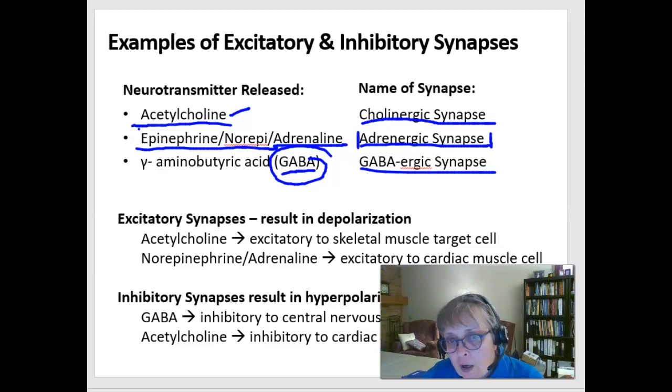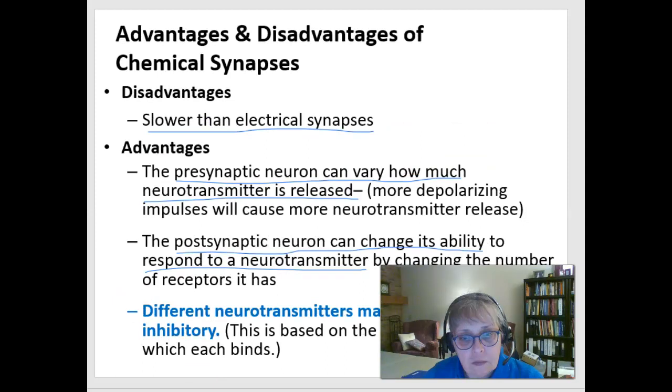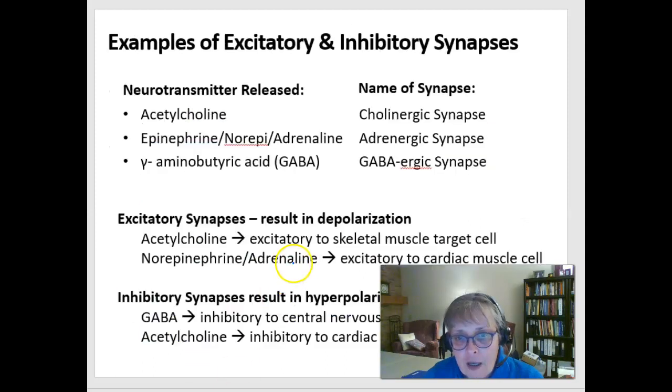It should be noted at this point that each neuron in your body can only release one type of neurotransmitter. So it either releases acetylcholine or adrenaline. It doesn't release both. However, a postsynaptic cell could receive input from many different types of neurons. So a postsynaptic cell could have lots of receptors for different neurotransmitters.